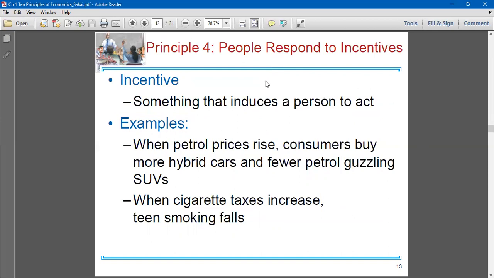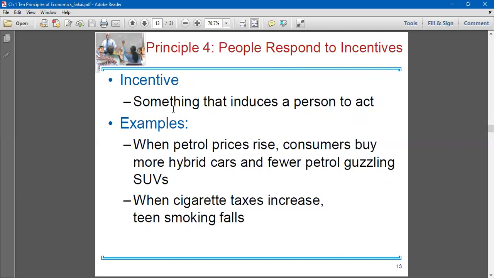Okay. Then principle number 4, people respond to incentives. As I said earlier, an incentive is something that will induce a person to act, something that will cause you to act. It causes reactions. Okay. So people are very sensitive to incentives. As soon as there's an incentive for us to act quickly, we do act.